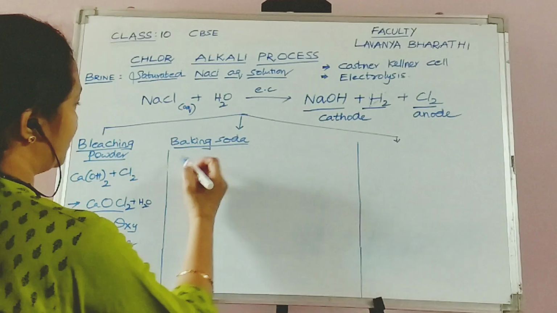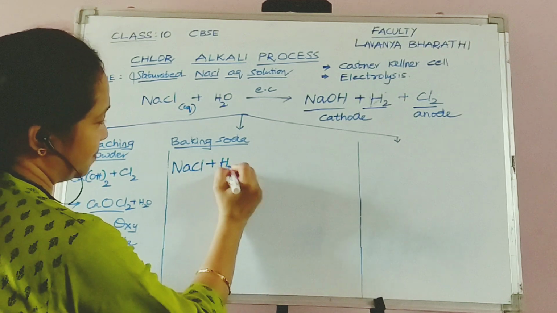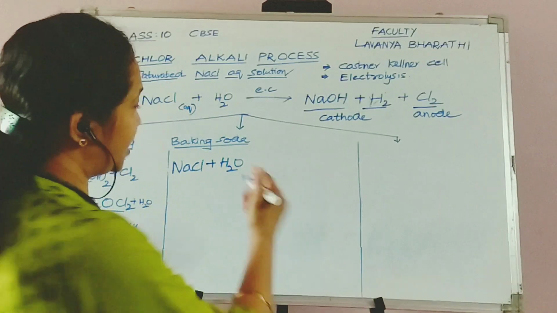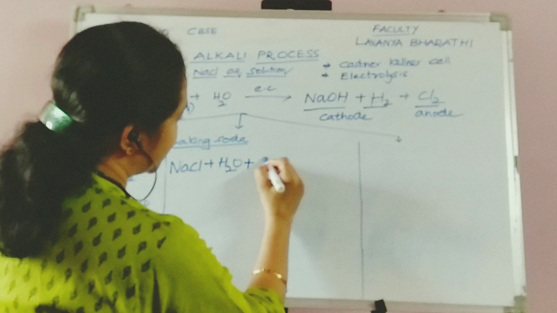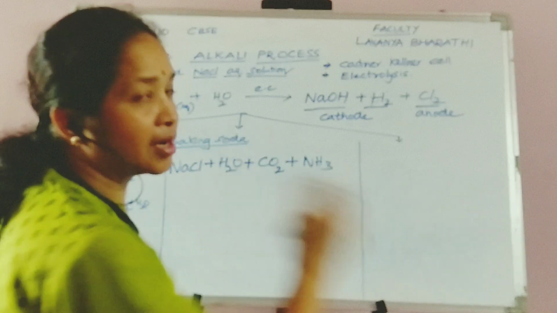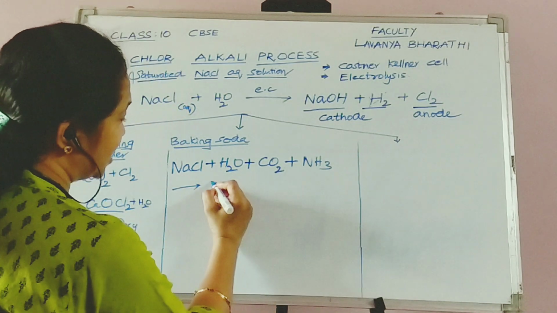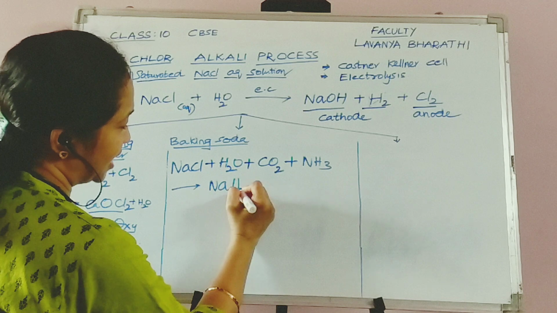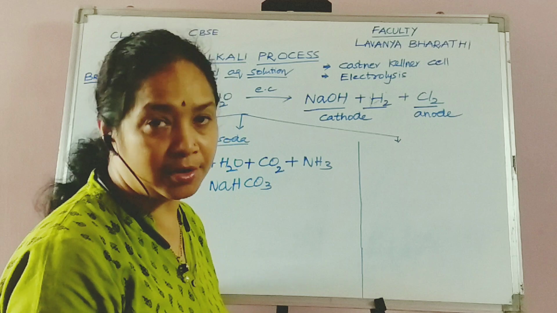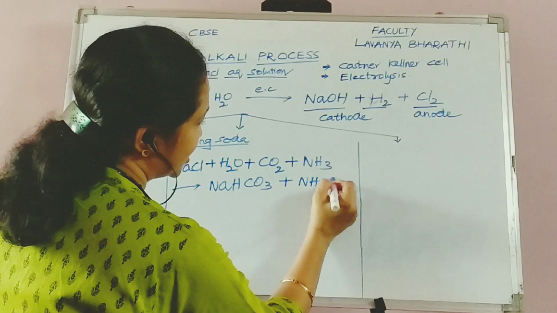So here we'll be taking again brine solution, NaCl plus H2O, and to this brine solution we are introducing carbon dioxide gas as well as ammonia gas. So here a reaction takes place and two important compounds are produced. One is sodium bicarbonate. The formula is NaHCO3. We also call it sodium hydrogen carbonate. And besides that, you'll be getting NH4Cl.